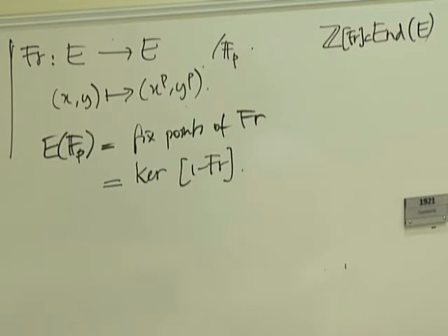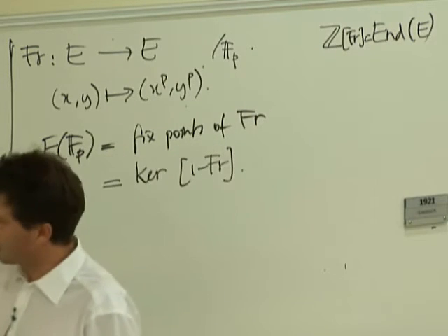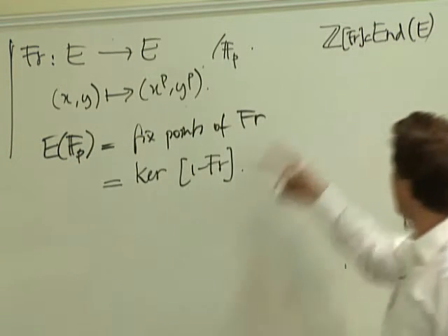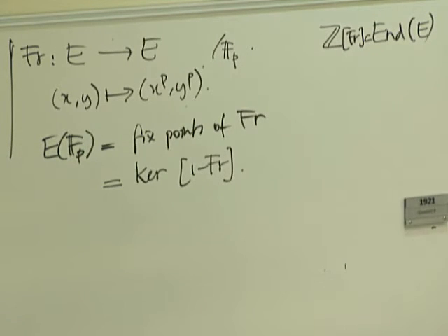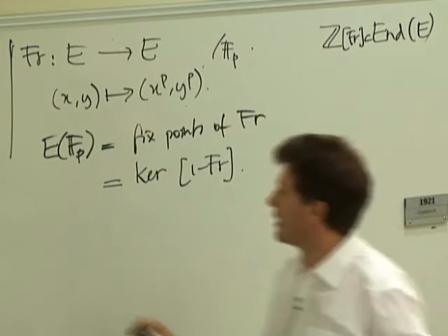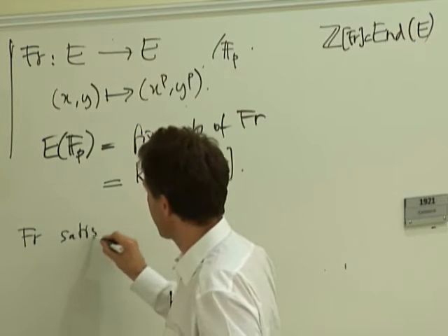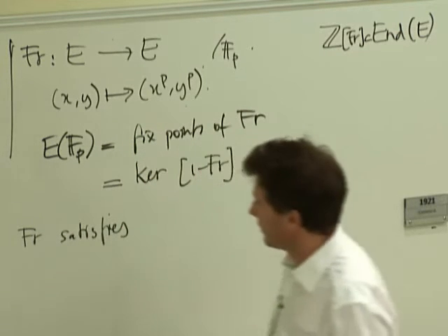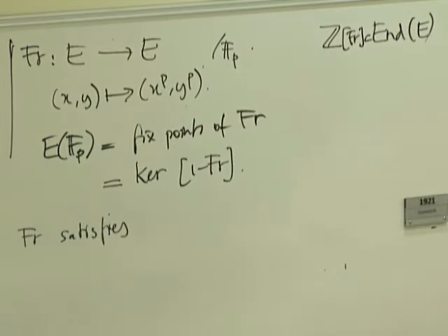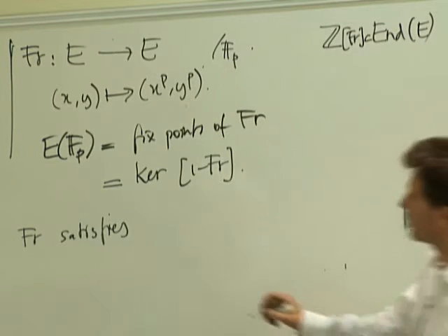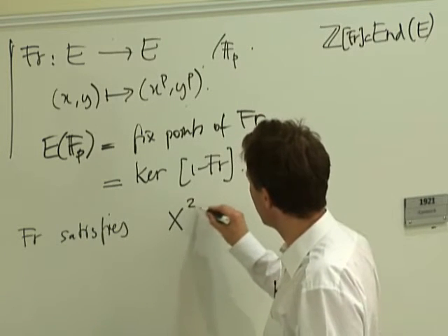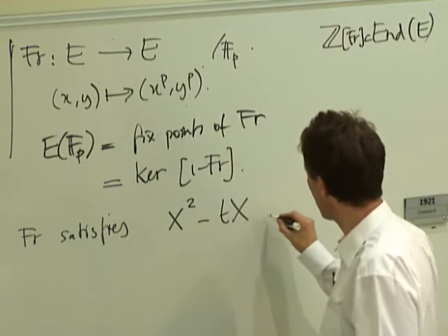The way people approach all point counting for elliptic curves is by studying this endomorphism ring. That's also the case for Schoof's algorithm. What you need to know then is that the Frobenius satisfies a quadratic equation. It's the characteristic polynomial of its action on the Tate module, if you want, but the only thing you need to know is that the polynomial looks like this. It's a quadratic polynomial.